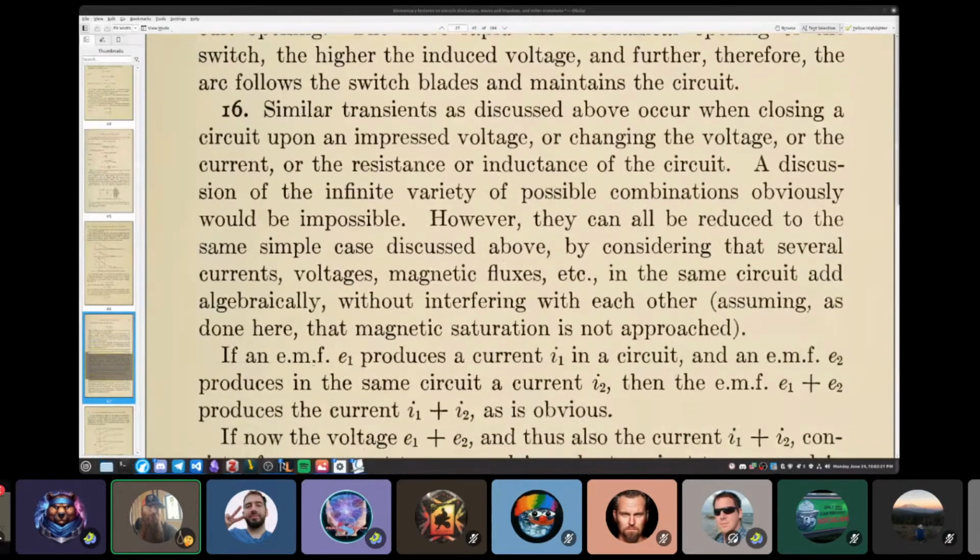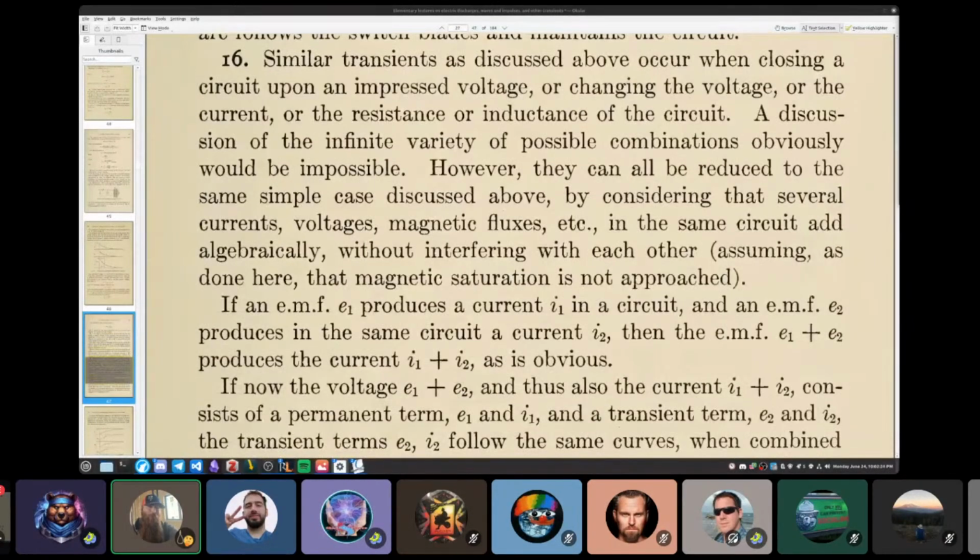Similar transients, as discussed above, occur when closing the circuit upon an impressed voltage, or changing the voltage, or the current, or the resistance or inductance of the circuit. A discussion of the infinite variety of possible combinations obviously would be impossible. However, they can all be reduced to the same simple case discussed above by considering that several currents, voltages, magnetic fluxes, etc., in the same circuit add algebraically without interfering with each other, assuming as done here that magnetic saturation is not approached.